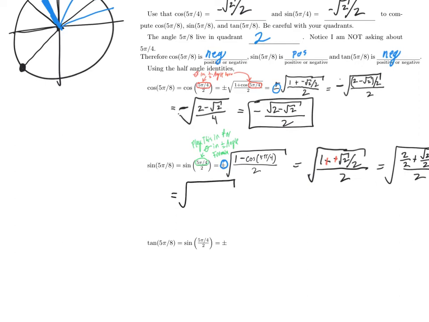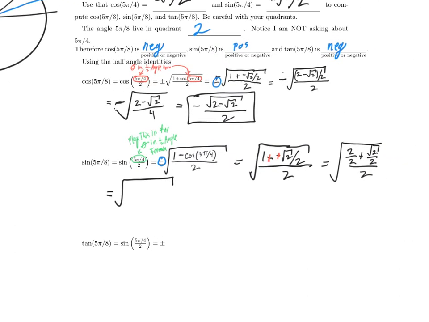Equals the square root of, now in the numerator right here, I see a fraction plus a fraction. Those two fractions have a common denominator, so it's easy to add. You just add the numerators, get 2 plus root 2, both of those divided by 2, and then I still need to divide by 2 again. Well, we've done that computation enough times that I think you see how that's going to play out. So there's the sine of 5 pi over 8.